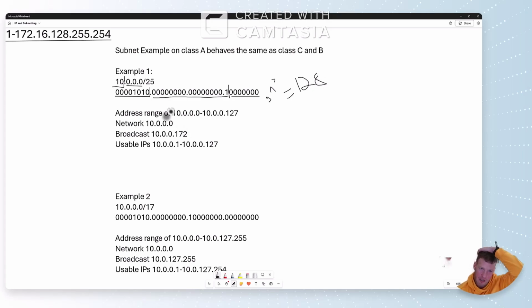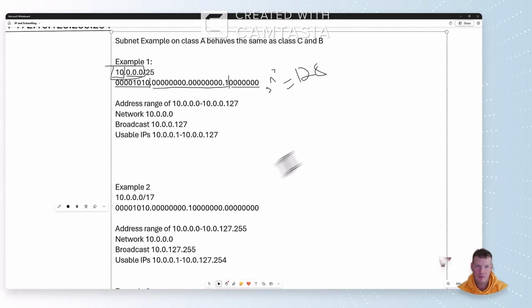So now we have a range of 10.0.0.0 through 10.0.0.127, just like we had in our CIDR, with the network not changing because we started with 10.0.0.0. And we go to a broadcast of 10.0.0.127. I apologize, let me change that. And usable is going to be 0.1 through 0.126.